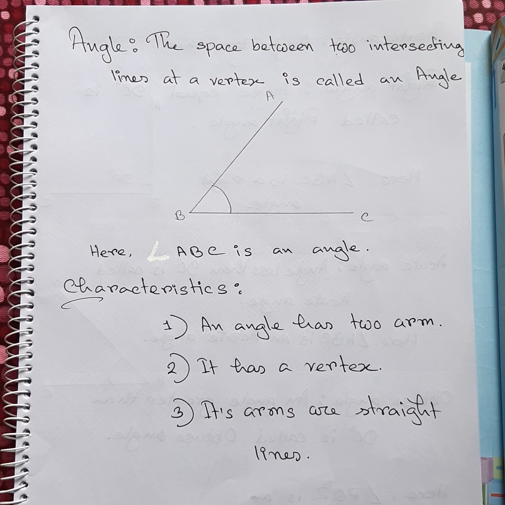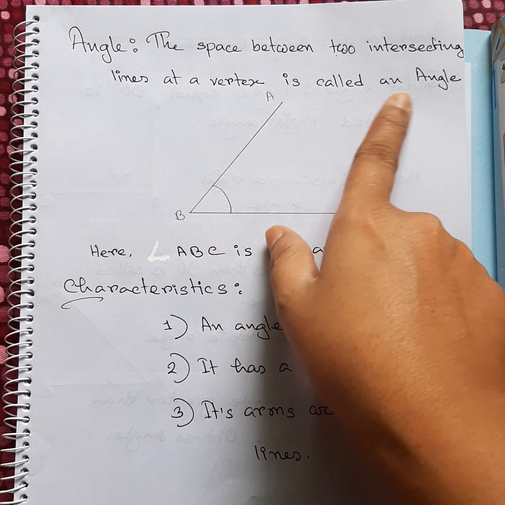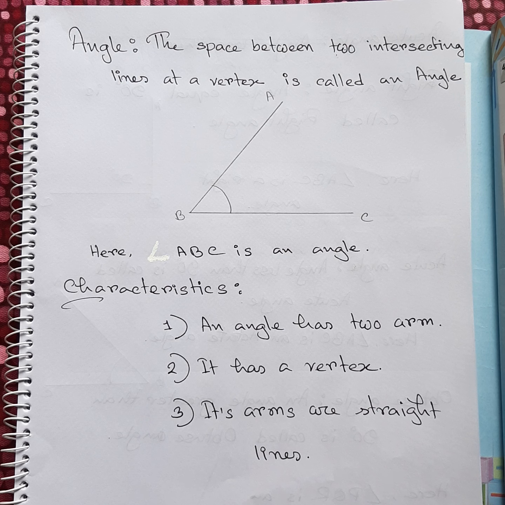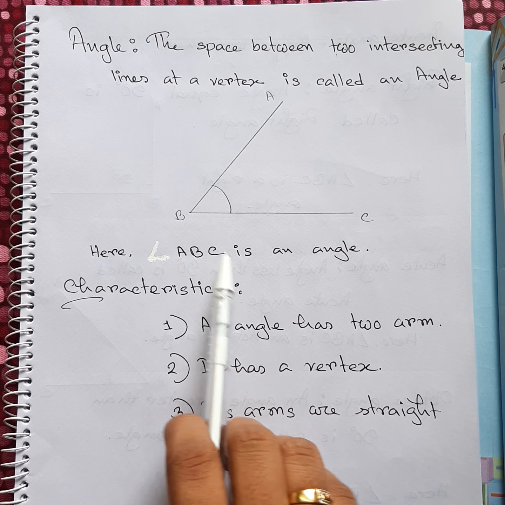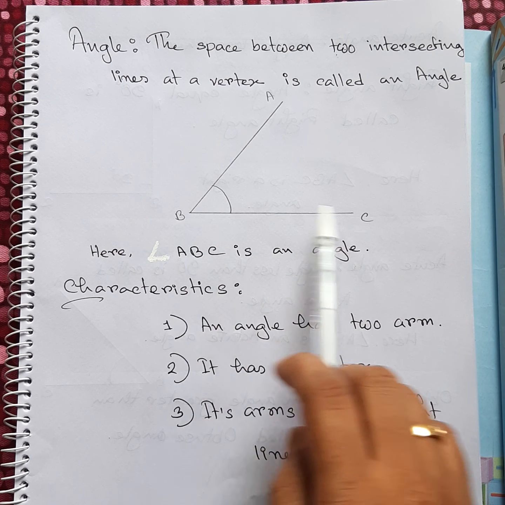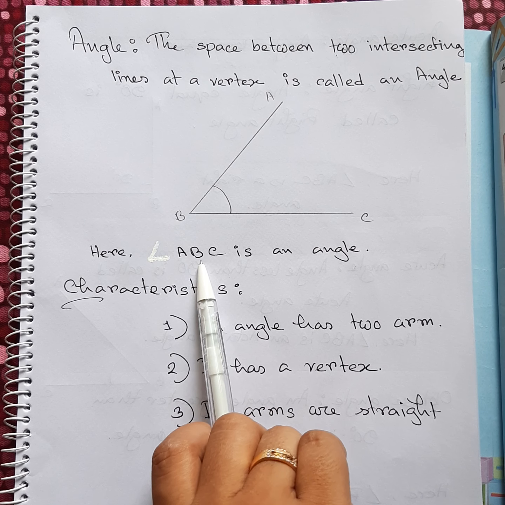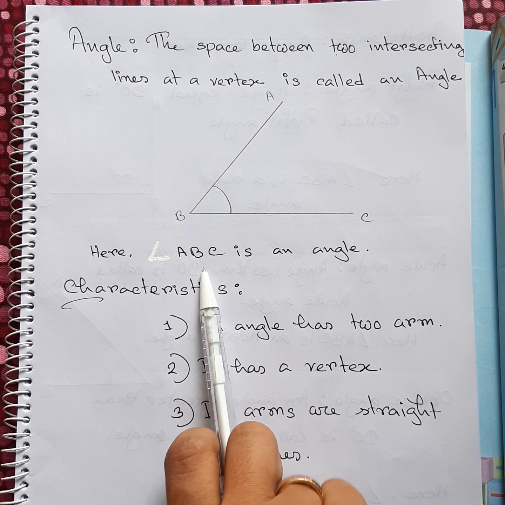I want to talk about angles. Okay, the first one is a simple angle. The space between two intersecting lines at a vertex is called an angle, and you can see that I have written down here ABC is an angle. ABC, the vertex will be in the middle. The vertex point will be written in the middle.